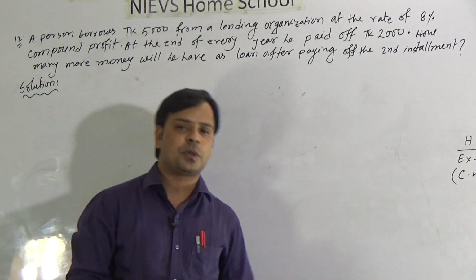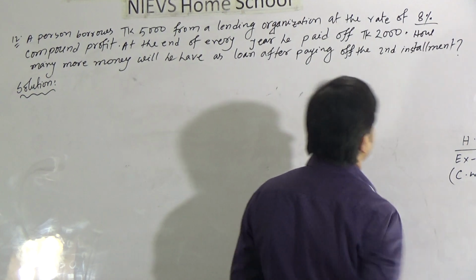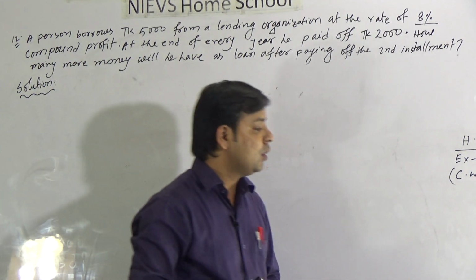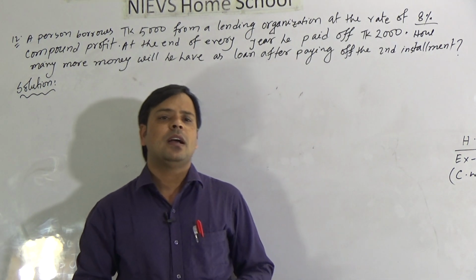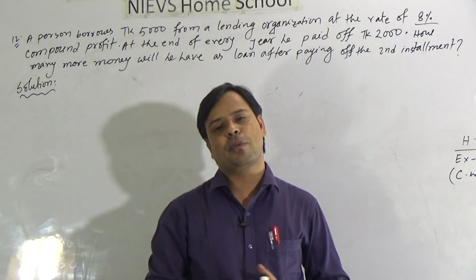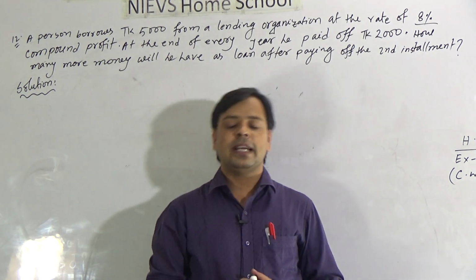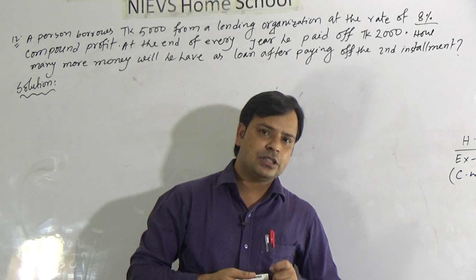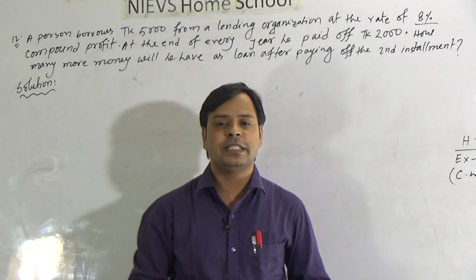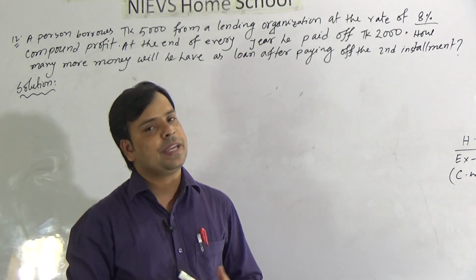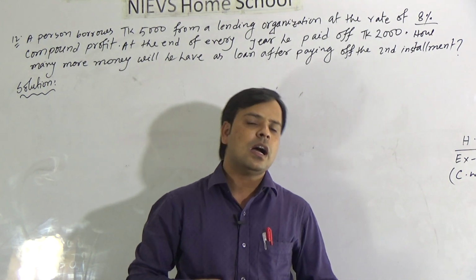Okay dear students, from this question we can understand that a person borrows taka 5,000 from a lending organization, suppose from a bank, and the rate of compound profit is 8%. When 1 year is completed, he has to pay the installment. First installment he has to pay 2,000 taka, and after completing the second year he has to pay the second installment of 2,000 taka. After paying the second installment, how much money will remain to pay? This amount of money we need to determine. Okay dear students, so let us see how we can solve.